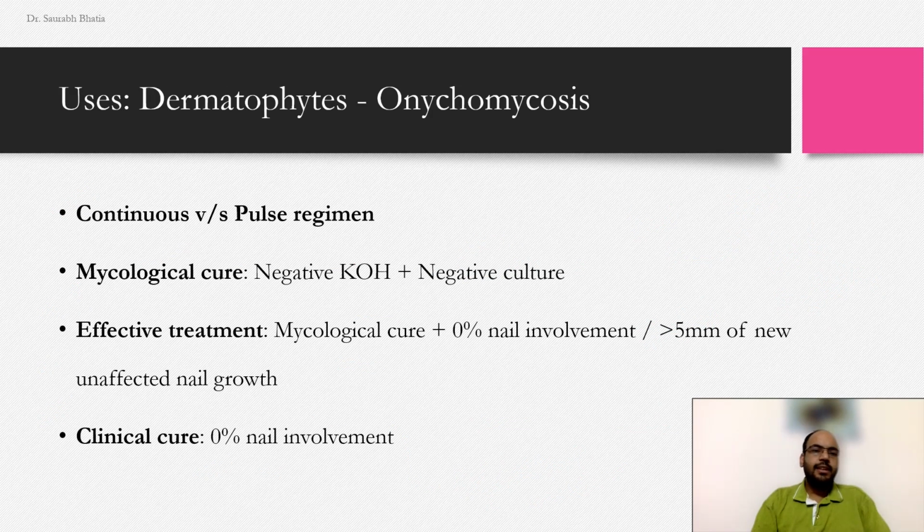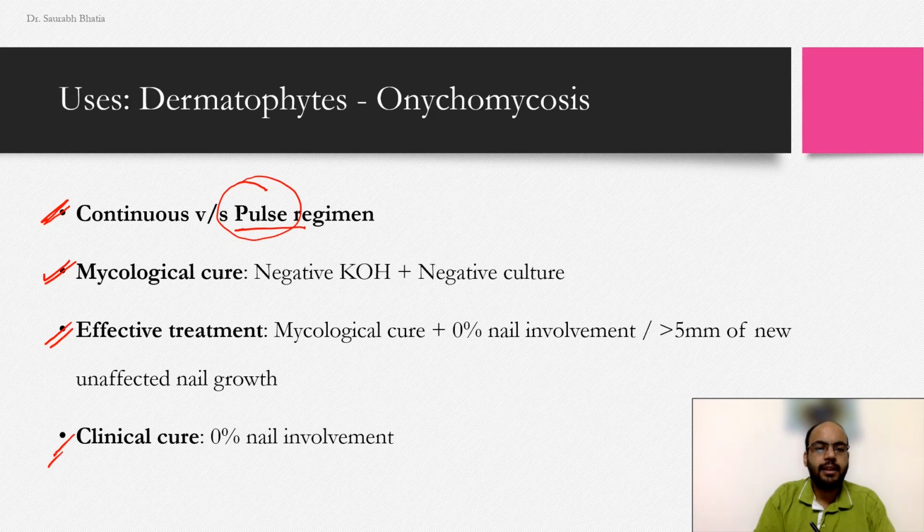Discussing the use of itraconazole in onychomycosis, you always think about using a continuous or pulse regimen. The pulse regimen is found to be significantly better tolerated, with good compliance, fewer side effects, and is easy for the patient to understand and take, because you don't have to take the drug every day, only for a week. We have discussed these important definitions last week: mycological cure, effective treatment, and clinical cure.